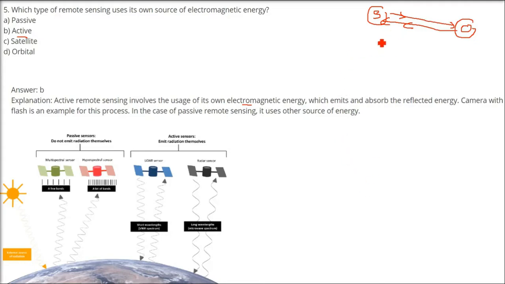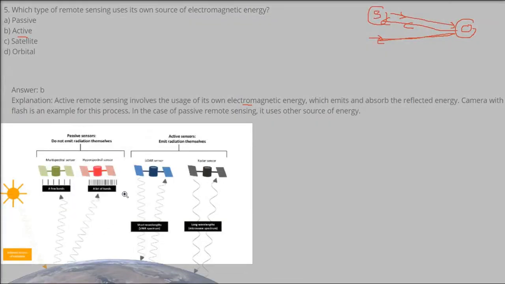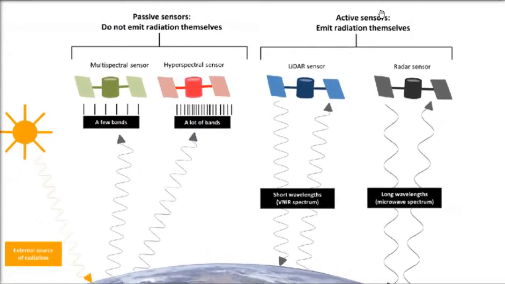In case of passive remote sensing, as I said, just like a camera flash, passive remote sensing will not have this kind of flash. It will use some other source of energy. Normally, we have seen the sun is used in all passive forms. Let me elaborate. These are passive sensors.